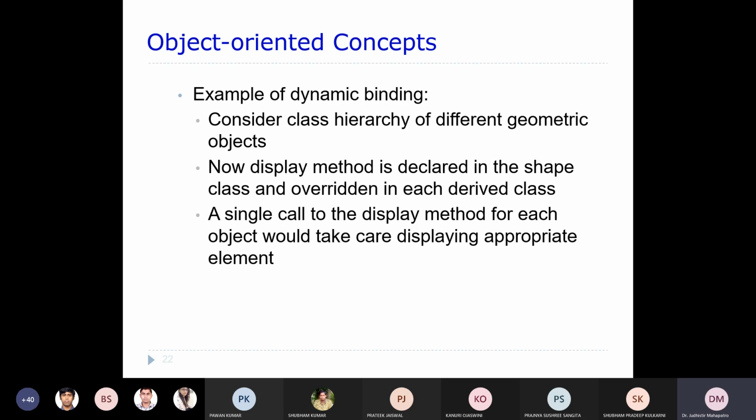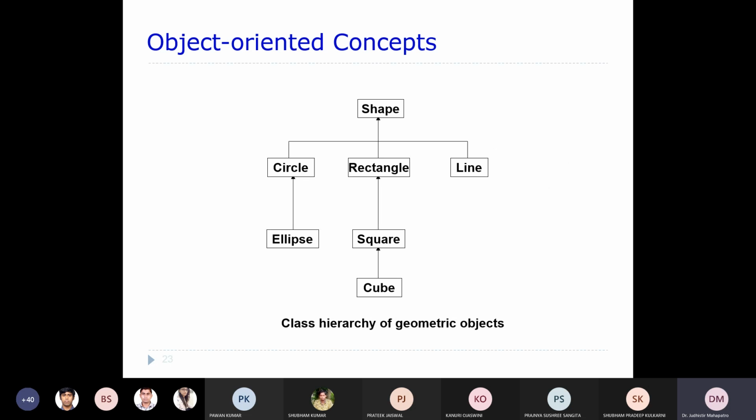Now there is an example you can go through to understand this. You can create a shape class and under it different shapes as derived classes, then override certain things and call them. So you have a shape class, and under this you have different types of shapes. Part of circle you can have an ellipse, part of rectangle you can have a square, cube, and like this. You can create the hierarchy of different classes. That is what we call inheritance.